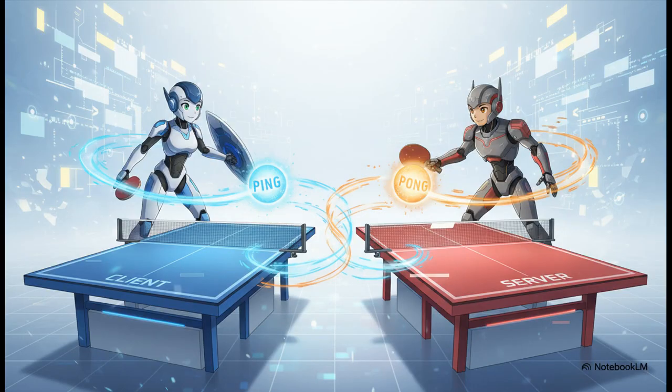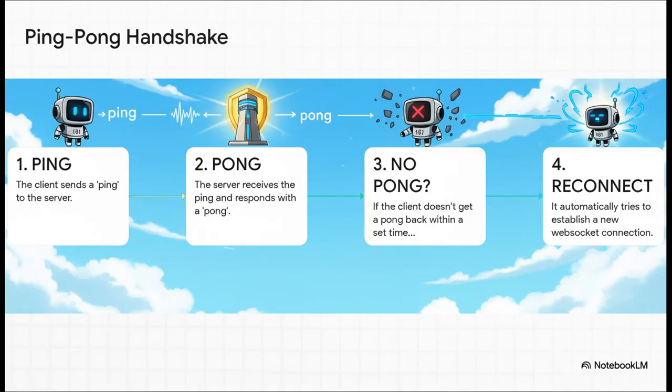So, you're probably wondering, how did they actually pull this off? Well, it's not some kind of dark magic. It's actually a really smart and practical idea. A manual ping-pong system that's constantly checking on the connection's health. And here's how that simple but brilliant process works. The client, so the user's browser, sends a little ping over to the server. The server gets it and immediately sends back a pong. It's kind of like the client is just constantly asking, hey, you still there?